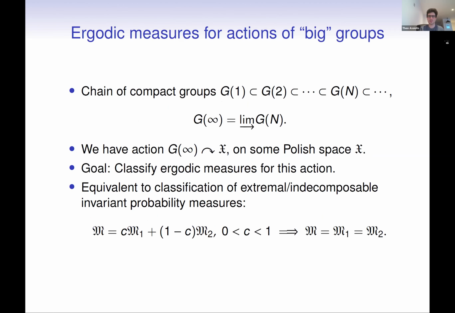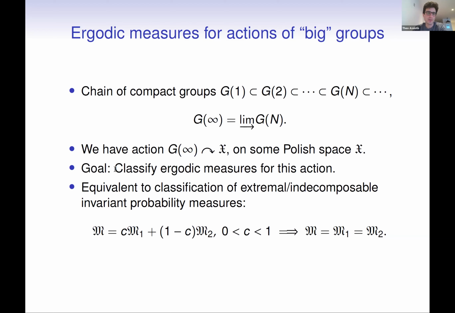This slide is kind of abstract and not too precise, but it's just to organize our thoughts. It's not so important. I'll give you concrete examples in a second. So you have this chain of compact groups, G1, G2, and so on. And then I'm considering G infinity, which is the inductive limit of these compact groups. And this is acting. We have some Polish space X in the background, and this big group is acting on this space. I will give you very concrete examples in a moment.